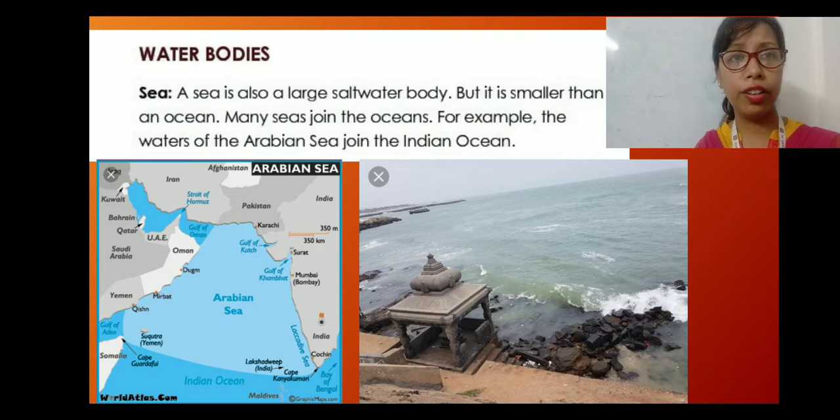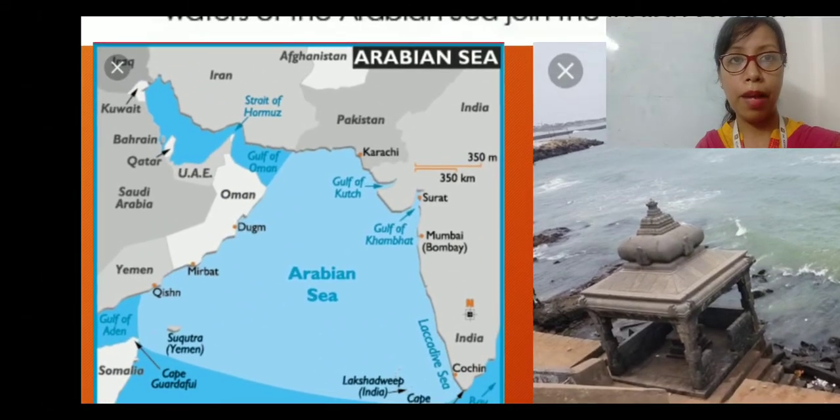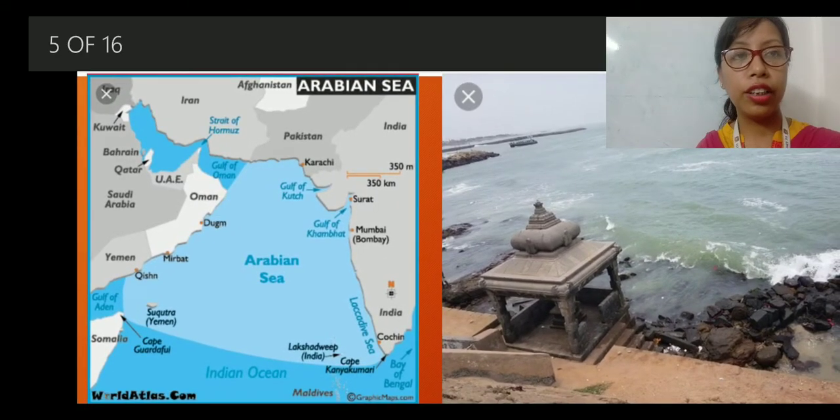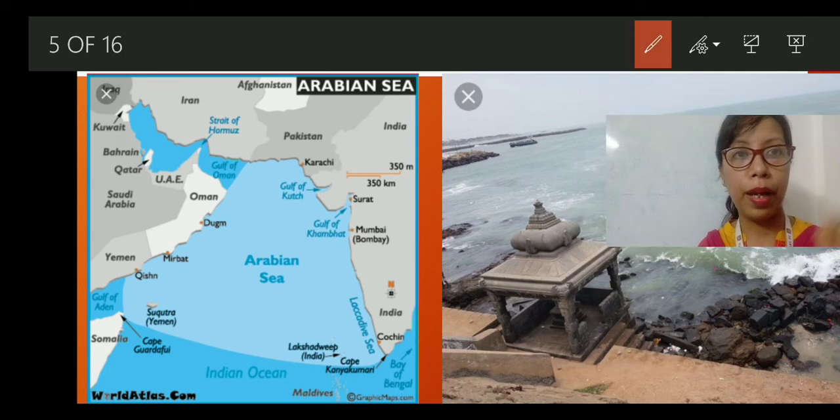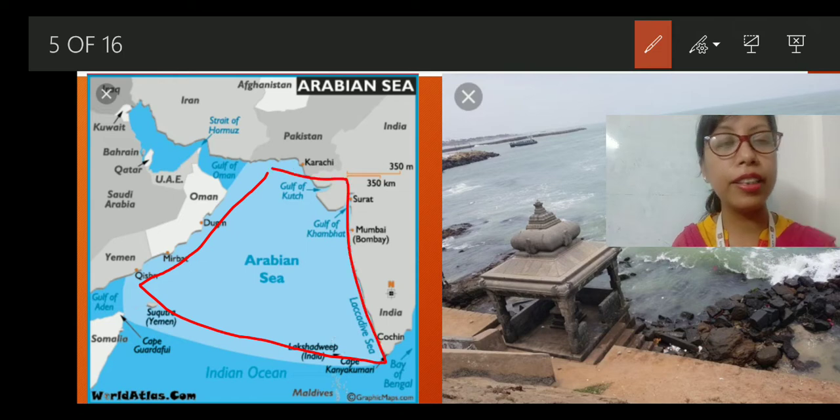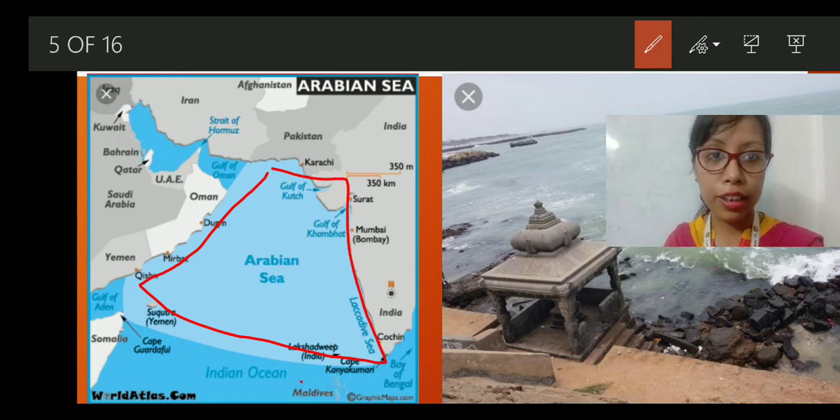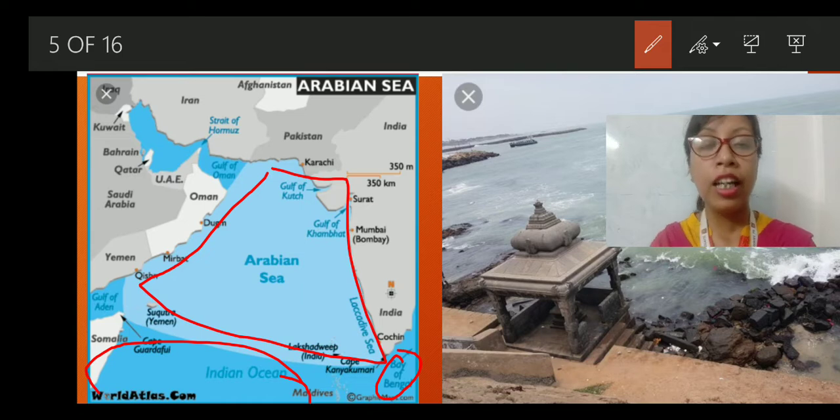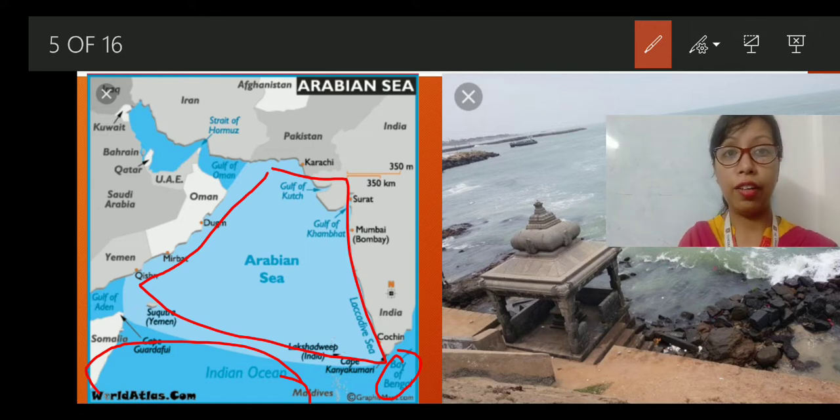Now as you can see here, this is the map. Just look on the screen. As you can see here, this is the map. Now this part is the Arabian Sea. Clear? And this part from here is the Indian Ocean. Then we have the Bay of Bengal here. Clear? So the Arabian Sea is a sea, and there is no land in between. So this sea is connected to the Indian Ocean through water.